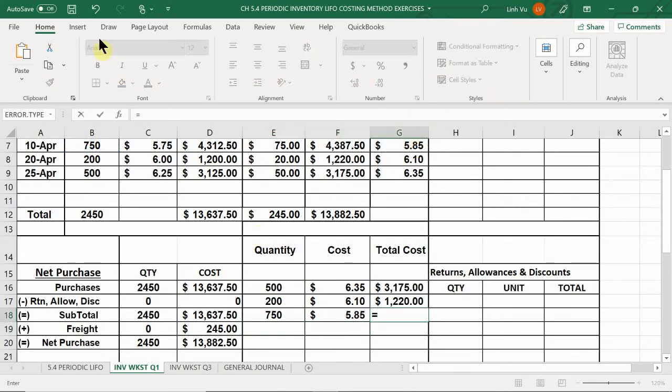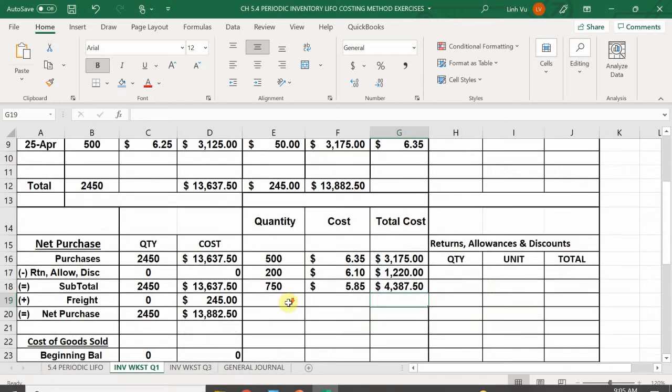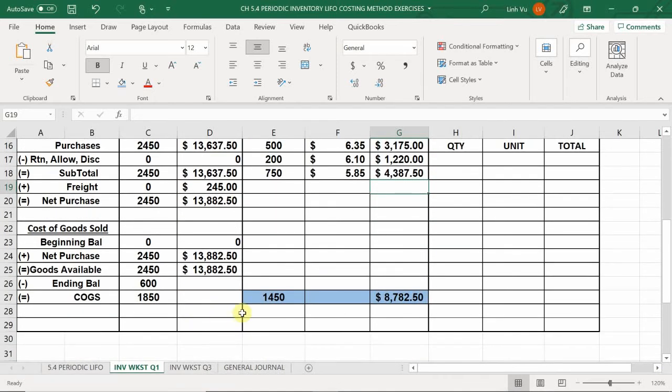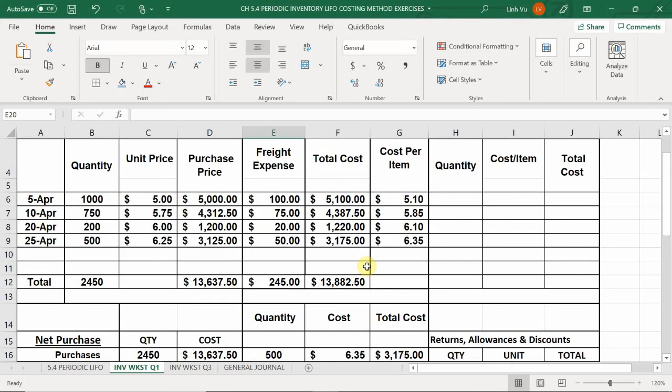Which gives me a total here of 4,387.50. Okay? So now I finally sold a total of 1,450. How many more do I need to get to 1,850? 400. We need to sell 400 more. So now I'm at 1,850. And in this case, I only have one batch of inventory left, right? I've already eliminated the bottom three.